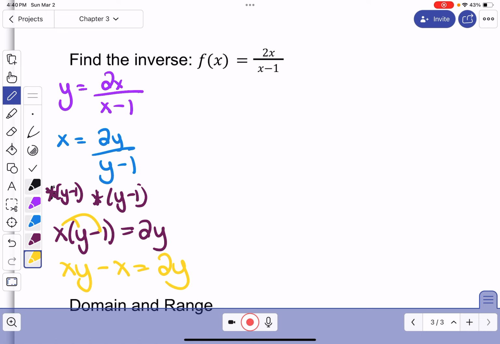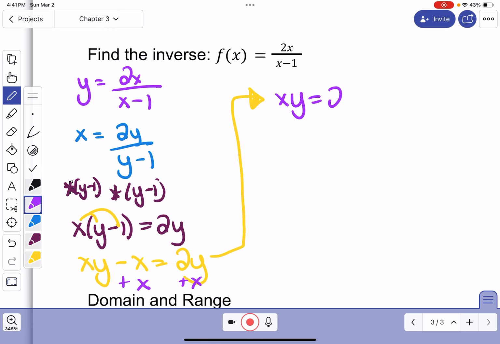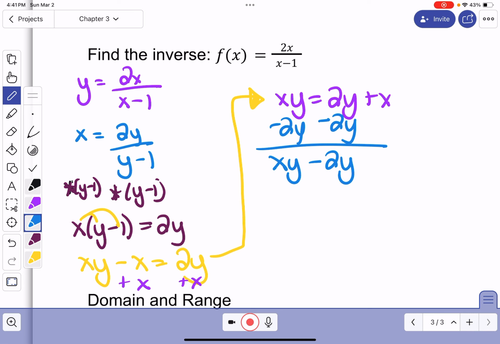Now we're going to distribute the x to get rid of the parentheses. And so now you're looking at this and you're like, there's so many letters. What do I do? Well, we need to get all of the y's on one side. So first I'm going to get this x over to the right. So I would get 2y plus x. Then I'm going to subtract 2y. So now I have both of the y's on the left. Since both terms have a y, I can factor that out. So xy divided by y is x, and negative 2y divided by y is negative 2.